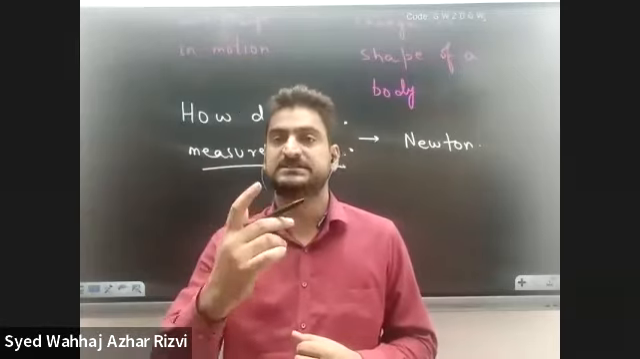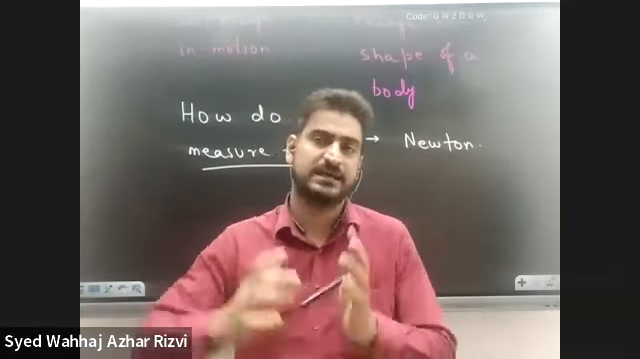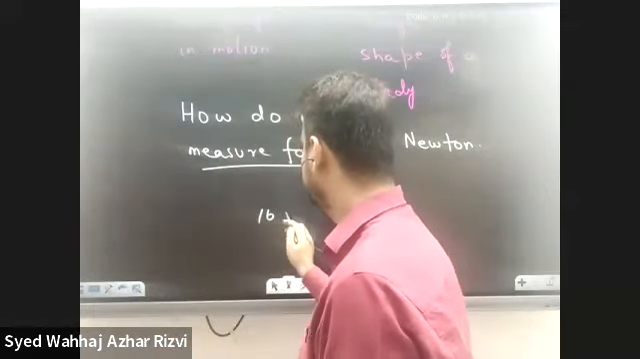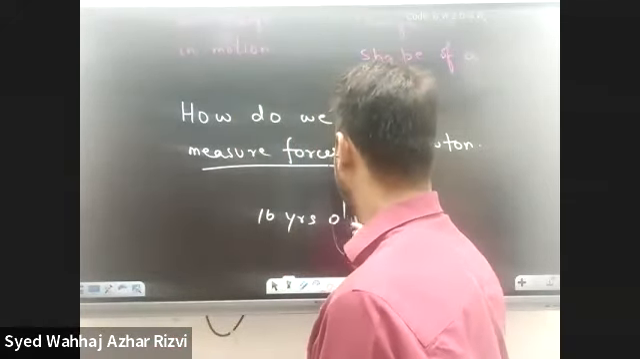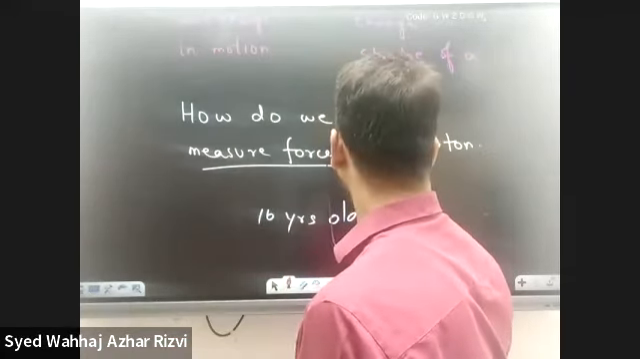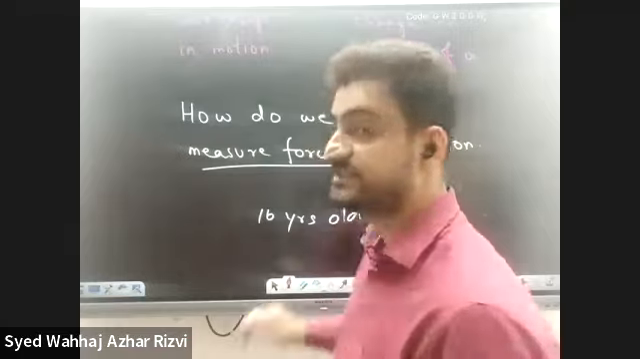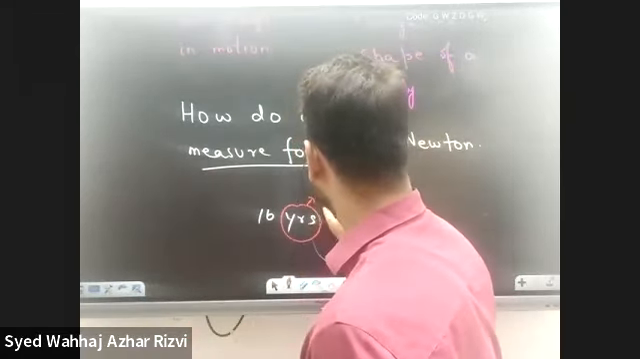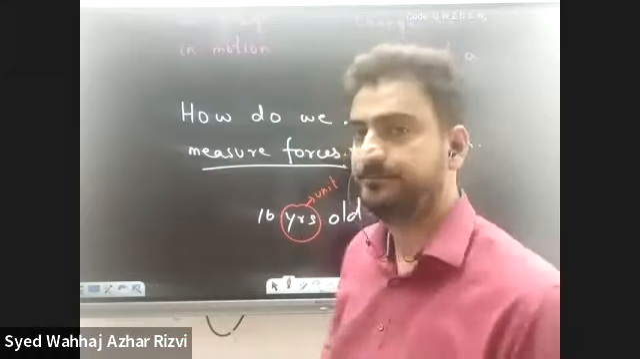Like if somebody is asking you what is your age, you are going to tell him that I am 16 years old. So what is this? We are talking about time. Time is the physical quantity that we are measuring here. Years is the unit in which we are measuring the time.